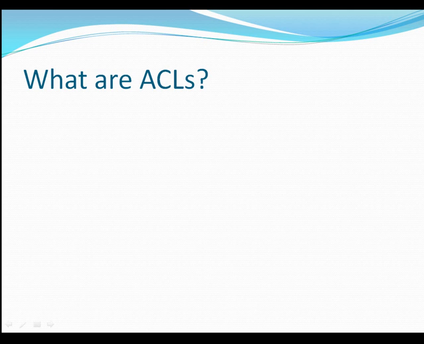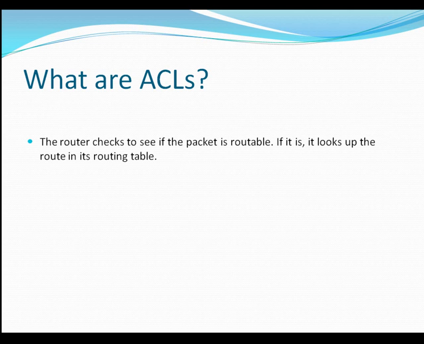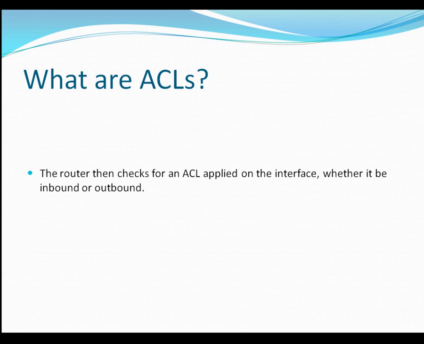What are ACLs? Access control lists, better known as ACLs, are a sequential list of instructions to tell a router which packets to permit or deny. The router checks to see if a packet is routable. If it is, it looks up the route in its routing table. The router then checks for an ACL applied on the interface, whether it be inbound or outbound.